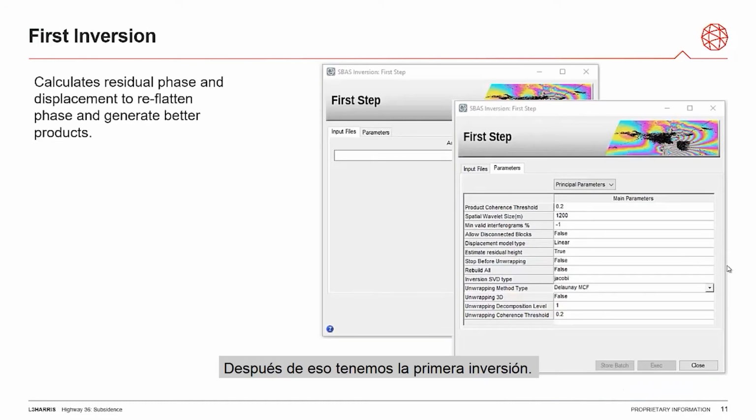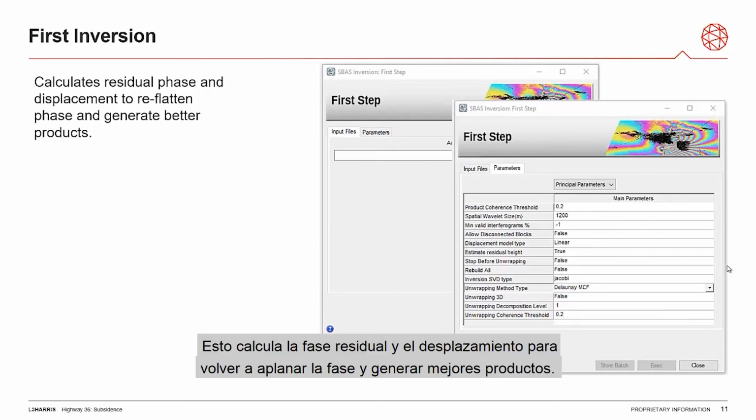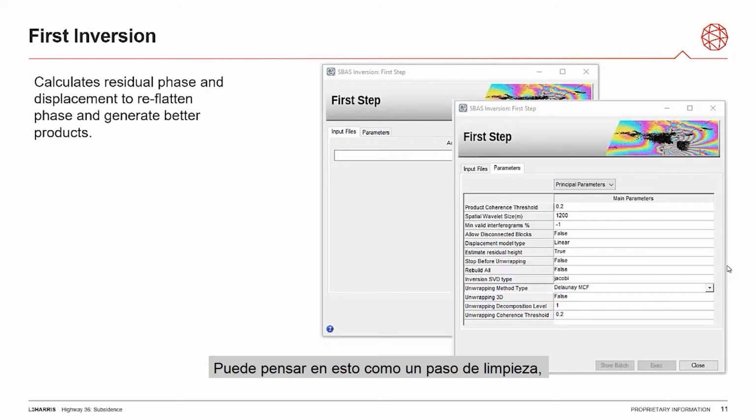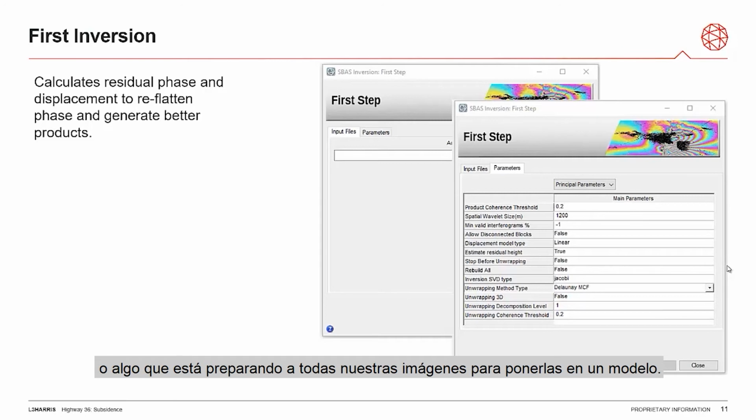After that, we have the first inversion. This will also be another one of those little bit of a longer processing steps. And this calculates the residual phase and displacement to reflatten the phase and generate better products. You can think of it as a cleanup step and something that is preparing all of our images to actually be put into a model.